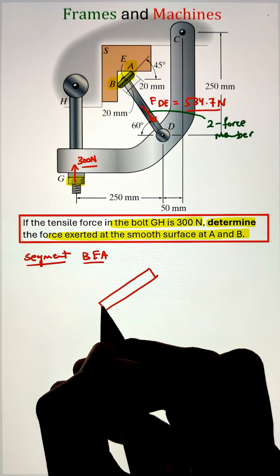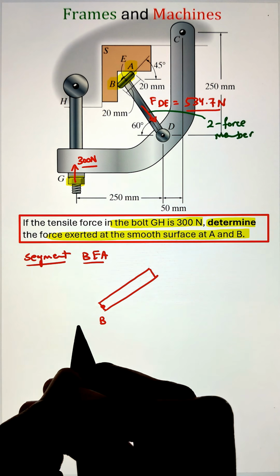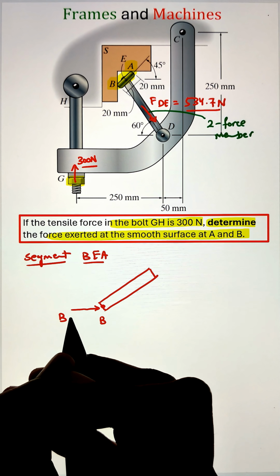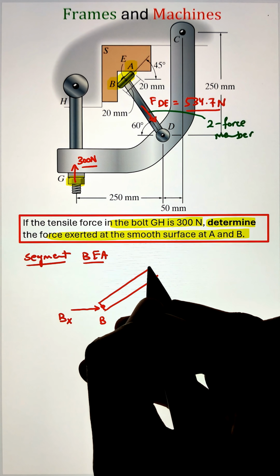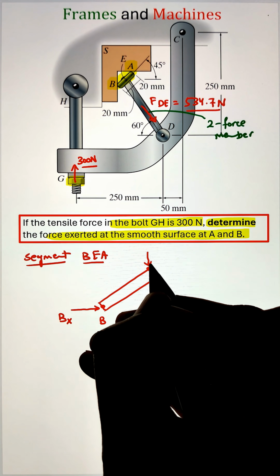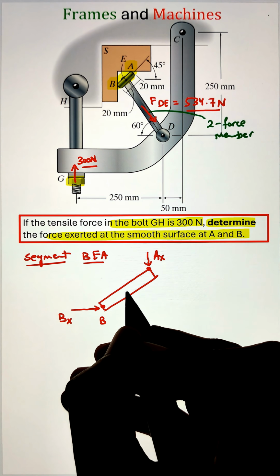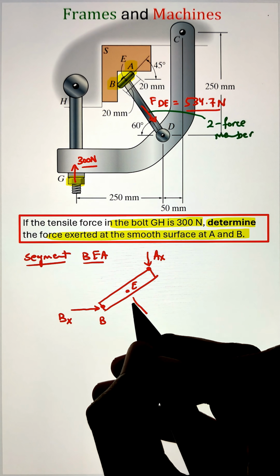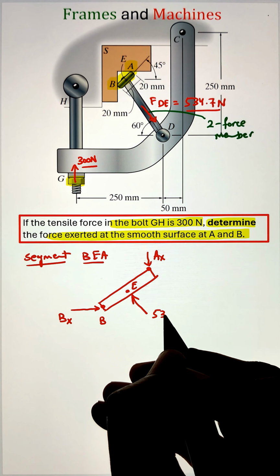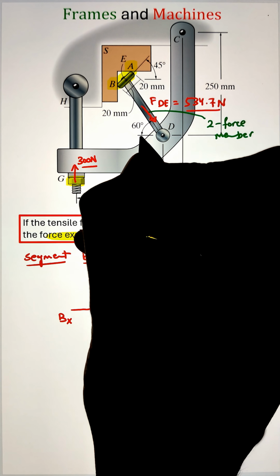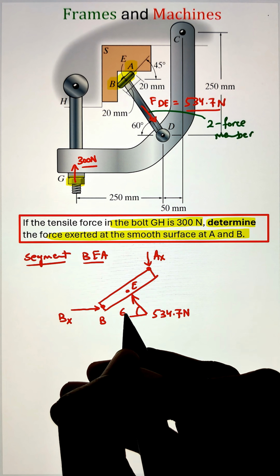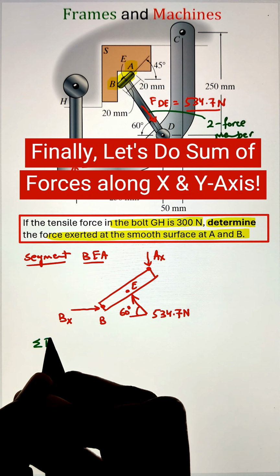Next, let's go ahead and analyze our segment BDA so that we can resolve our support reaction at B and A. Since we have the smooth surface, the support reaction will be always normal to the surface. So for point B, it will be in the horizontal direction, whereas at point A, it will be acting vertically downwards. Whereas the force in the member DA is acting along the axis of the member, that is making an angle of 60 degrees with respect to the horizontal axis.